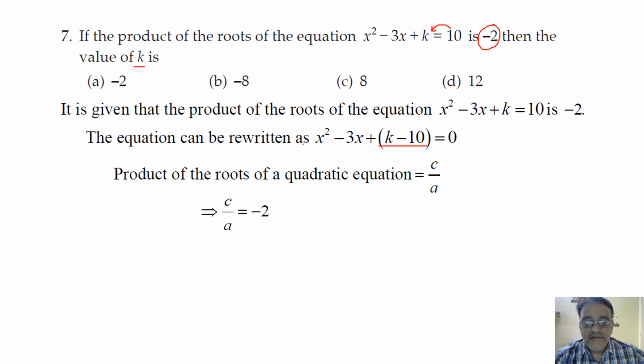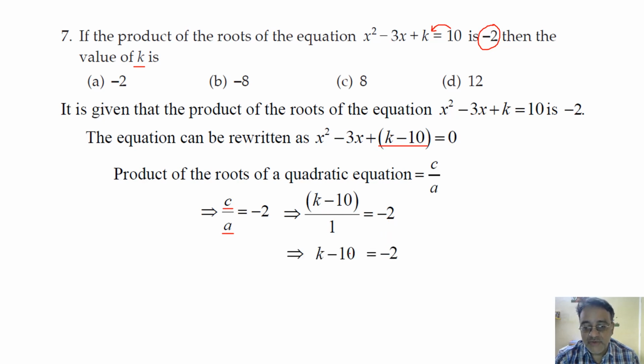Now the value of c is? K minus 10. Very good. A? 1. So k minus 10 upon 1 is equal to minus 2. This will imply k minus 10 is equal to minus 2. Now shift minus 10 to this side. It will become plus 10. So what is the value of k? 8. Very good. So now we are moving toward the next question.